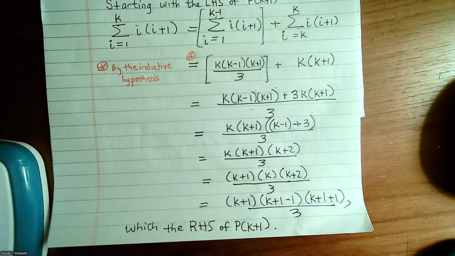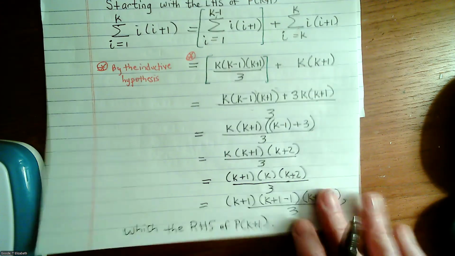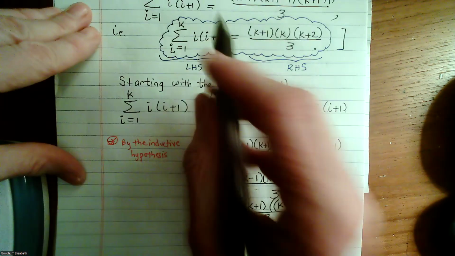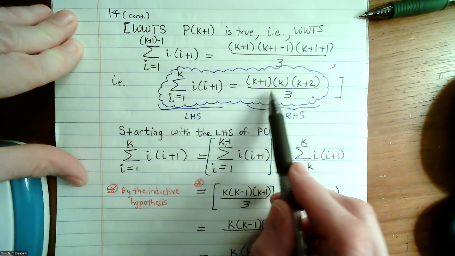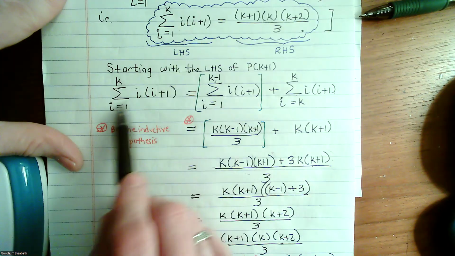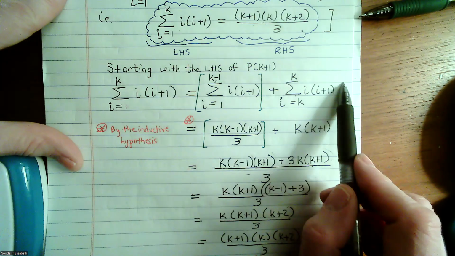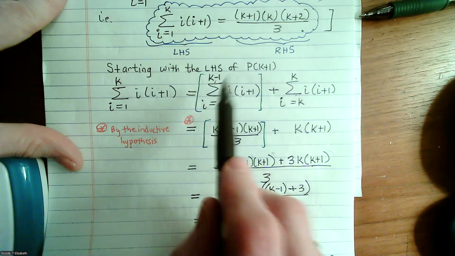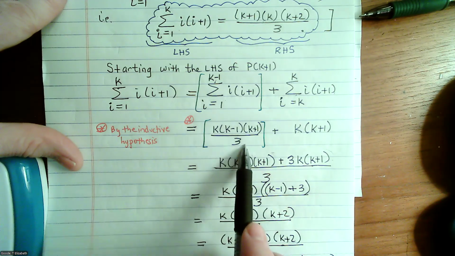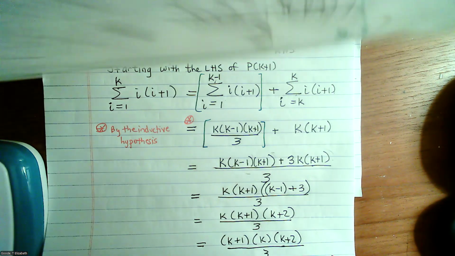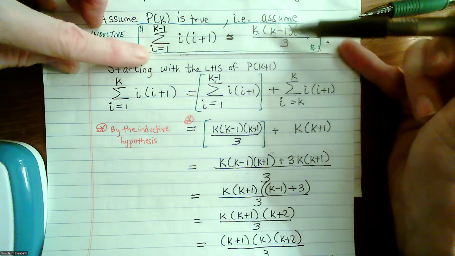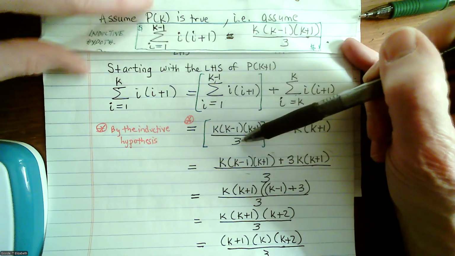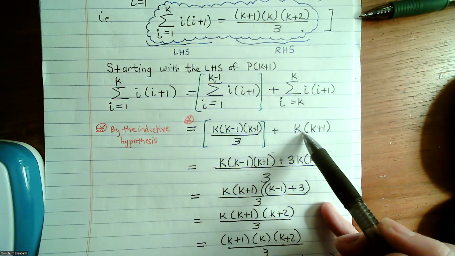So let's just regroup. What the heck just happened? We started with the left-hand side of P of K plus one. We figured out what P of K plus one looks like, and we wanted to prove that's true. We started with the left-hand side. We broke off the last term of the sum so we could use our inductive hypothesis, which told us that is equal to that. That's our P of K. We used that.